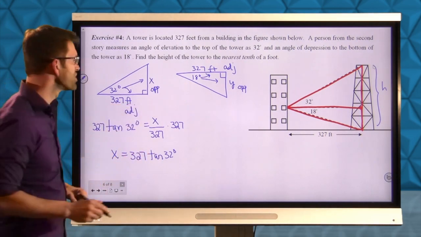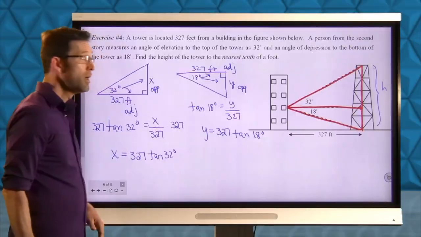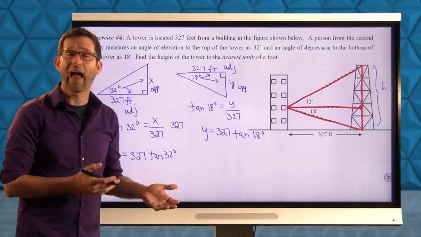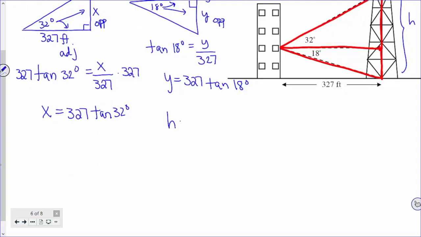All right, and of course I could evaluate that and get some kind of a messy decimal answer, but let's go ahead and set up this one as well. In this case, same idea. I would say the tangent of 18 degrees is equal to y divided by 327. So y will be 327 times the tangent of 18 degrees. Now what I really need for the height of the tower is I need to add those two numbers together. So literally my final answer, the height of my tower is going to be x plus y, or 327 times the tangent of 32 degrees plus 327 times the tangent of 18 degrees.